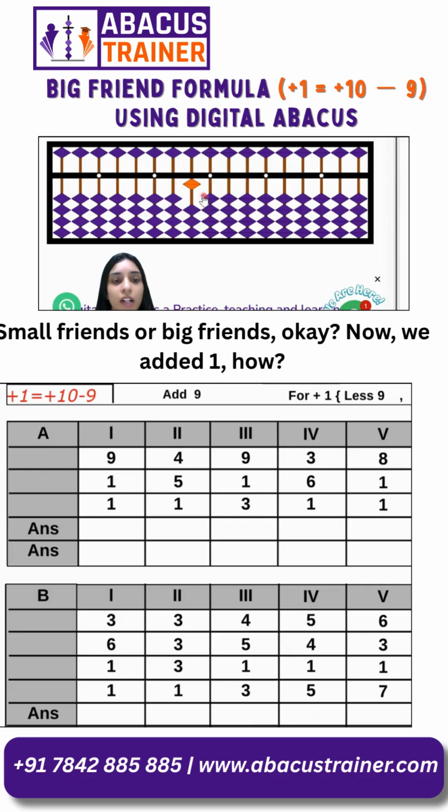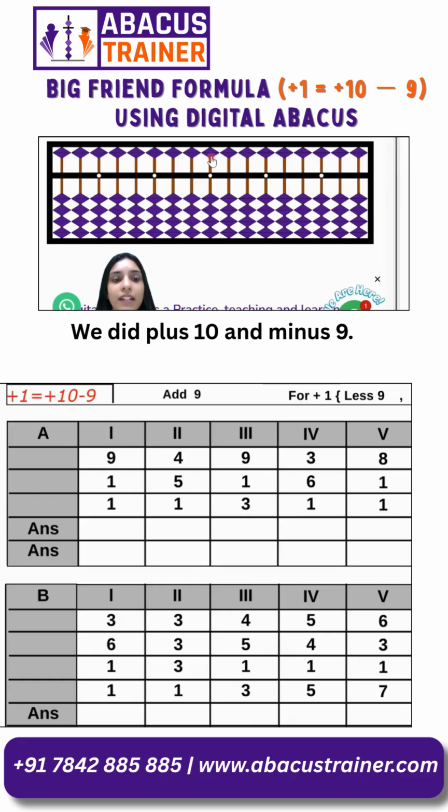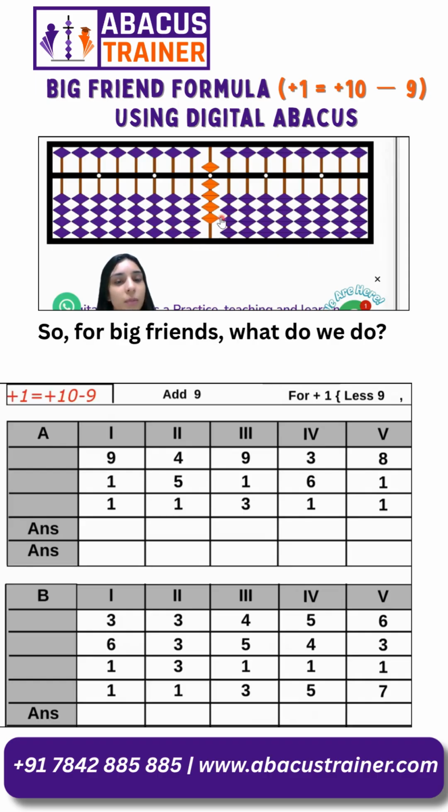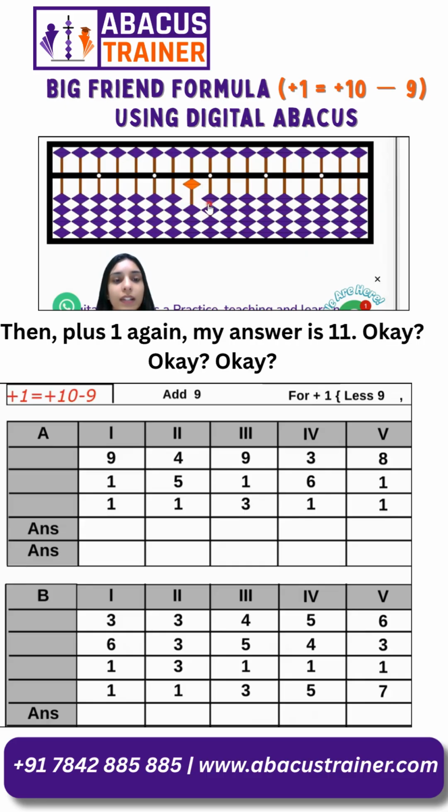Now we added 1. How? We did plus 10 and minus 9. See, till 3 plus 6 we got 9. We were supposed to add 1. We can't do small friends clearly. So for big friends, what do we do? Plus 10 minus 9. Okay. Then plus 1 again. My answer is 11.